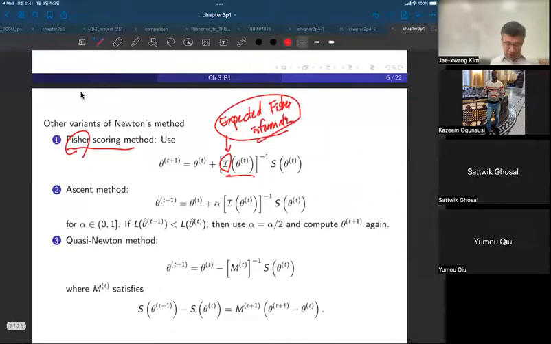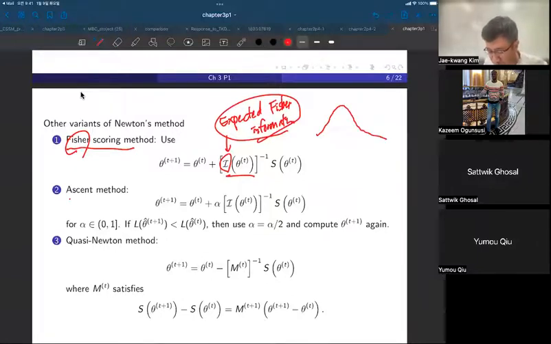Ascent method. So the idea is, sometimes, if you have a very nice function, the idea is usually we want to find a maximizer.